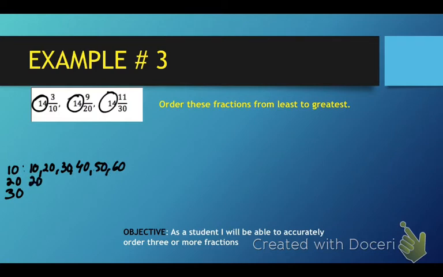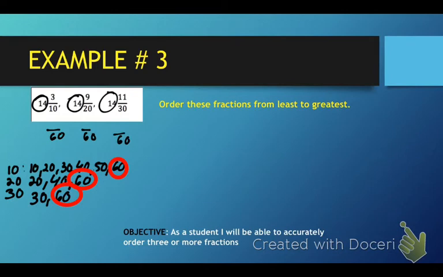Let's see, 20, 40. That's in both so far. 60. Ooh, we got 3 of 30, 60. Yep, the first one that's in all 3 numbers happens to be 60, so that's what we're going to use. We're going to go ahead and go back up here. Over 60, and over 60. So we're creating our new fractions.